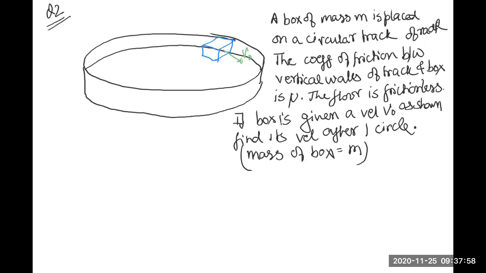It is a circular tub type of object which has a horizontal surface, the floor of the tub, and it has a vertical surface, which are the walls. And I take a block and I project the block with a velocity of v naught. Coefficient of friction is given. Now you tell me.